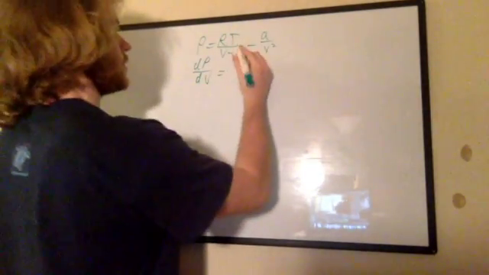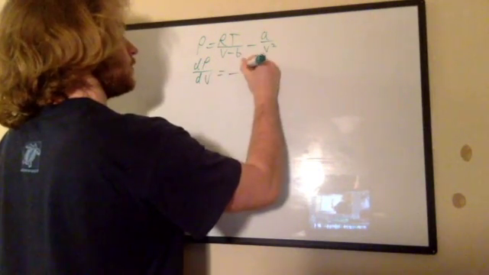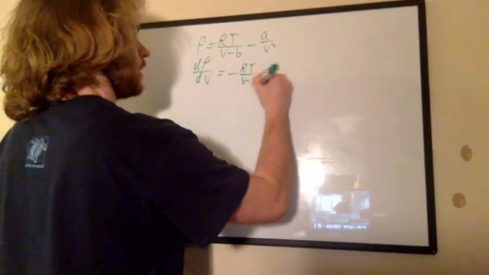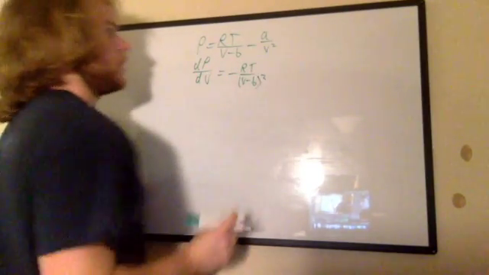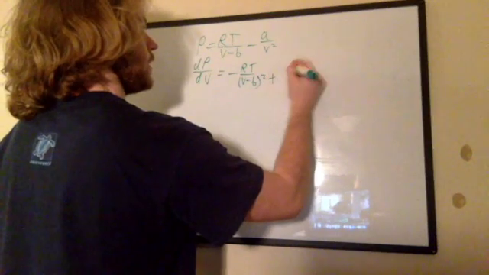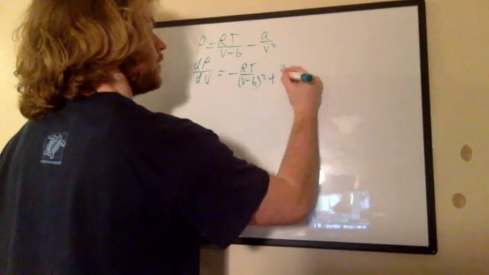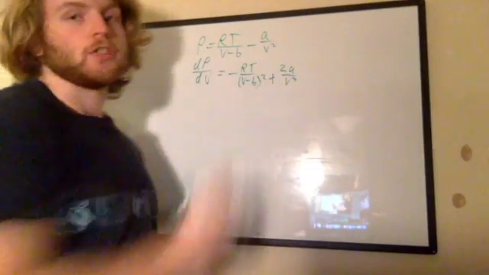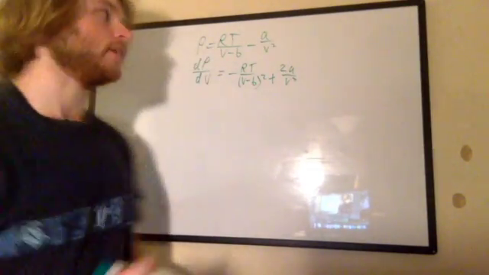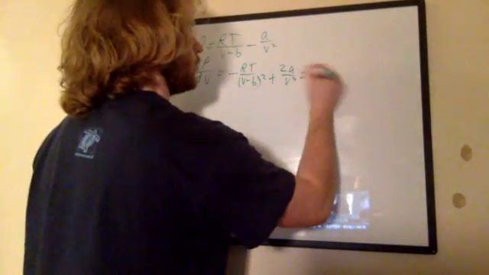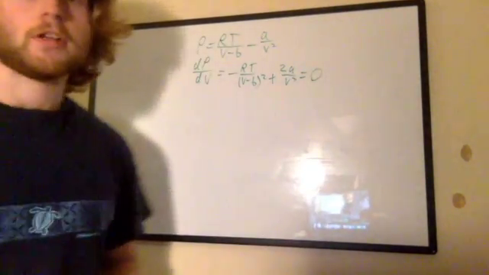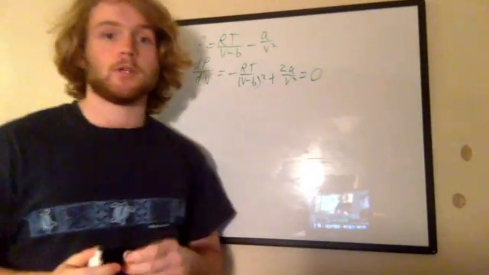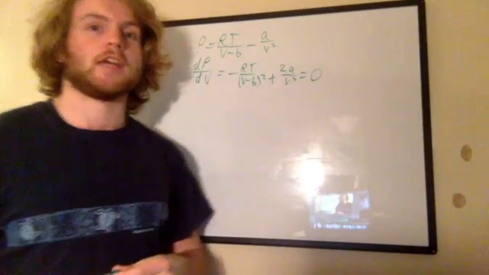Alright, so this is going to become negative RT over (v minus b) squared, right? And then this is going to be plus 2a over v cubed, right? Alright, so there we have our first derivative for the van der Waals equation of state, and we're going to go ahead and set that equal to 0. Because remember, the first derivative and the second derivative of this equation are going to be equal to 0 when you're at the critical temperature, and that is what we're solving for.